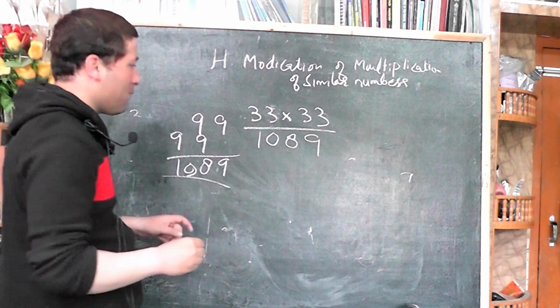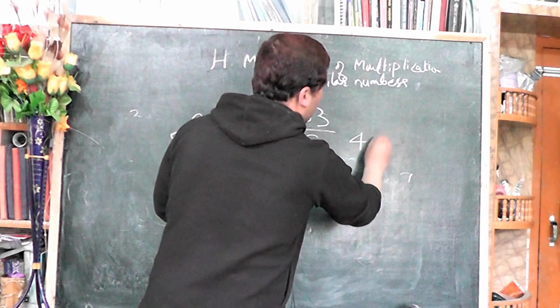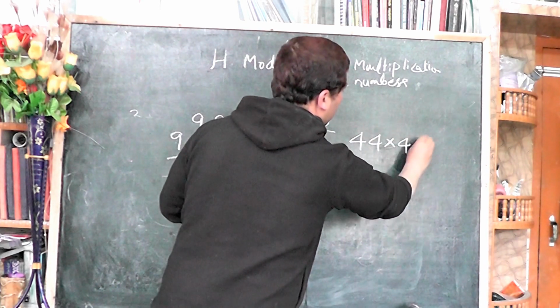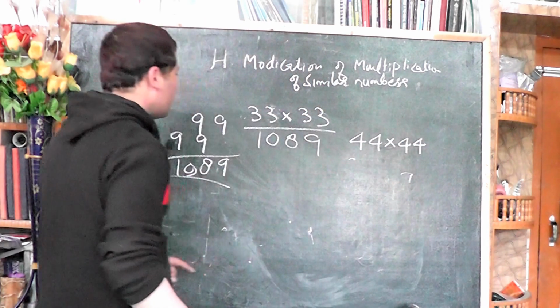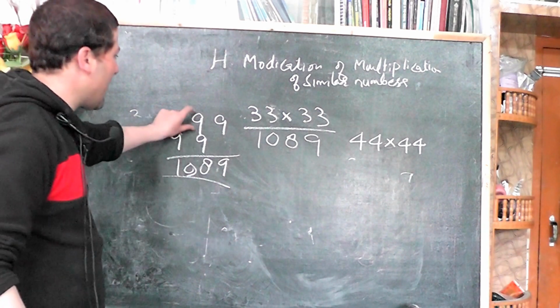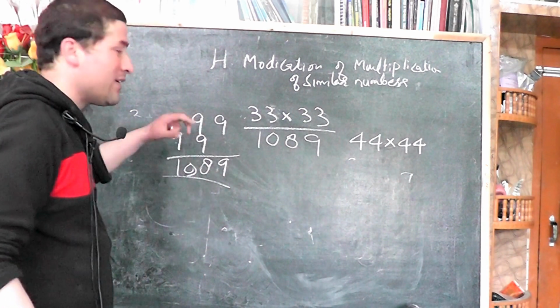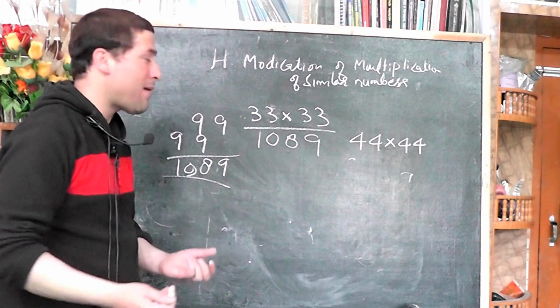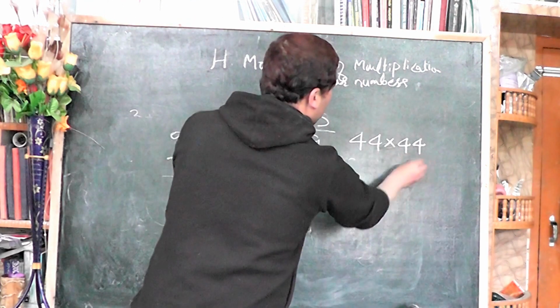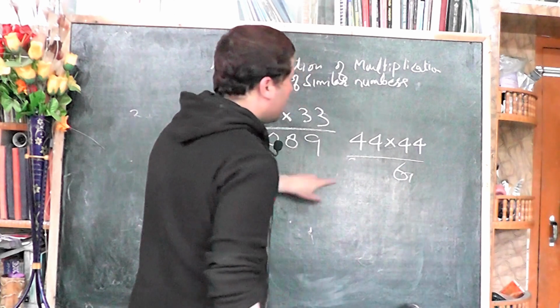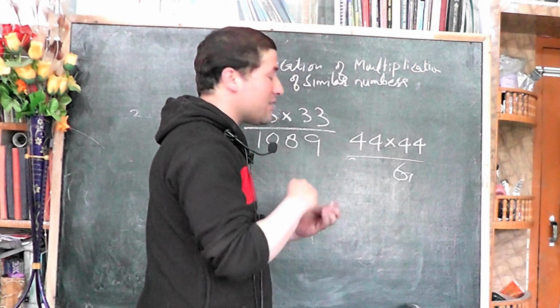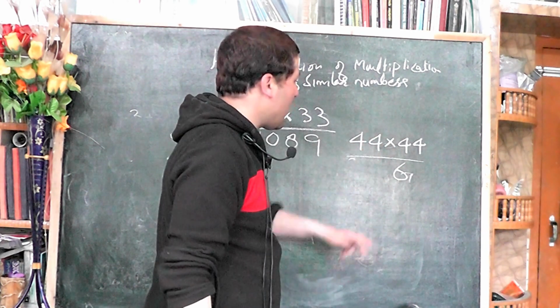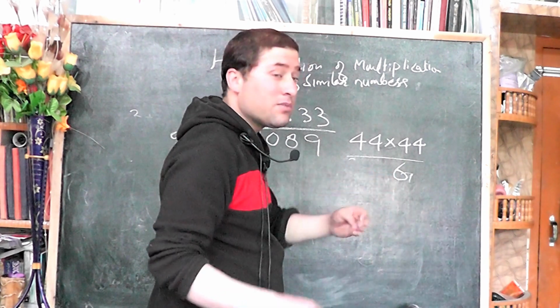Let's take another example. 44 into 44. So it's like this. We got 9 and 9 here. Maybe we don't get exactly the same way as we expect. 4 into 4 is 16. Here 4 and 4 is 16 again. That means double of 16 is 32. And what was carried here, it becomes 33.